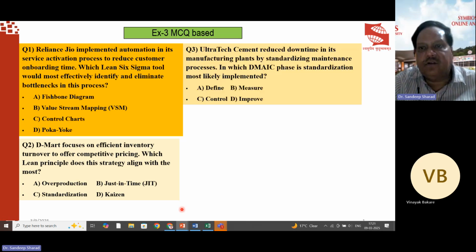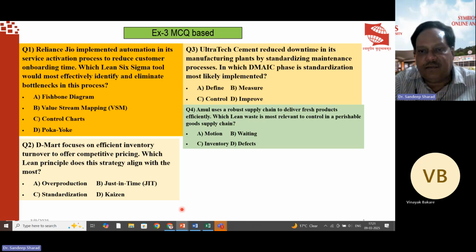Ultratech Cement reduces downtime in its manufacturing plant by standardizing the maintenance processes. In which DMAIC phase is standardization most likely implemented? Define phase, measure phase, control phase, or improve phase. So control phase is the appropriate answer.